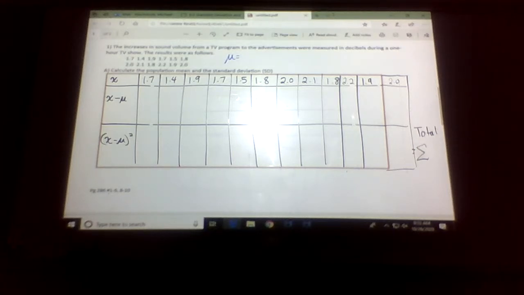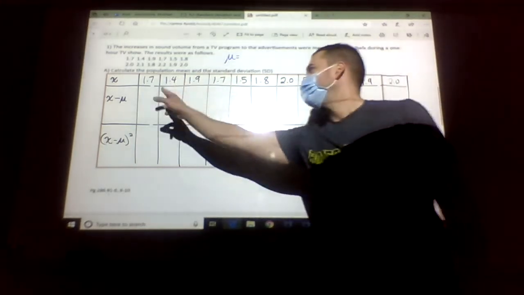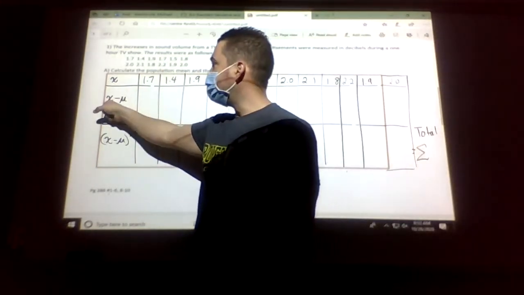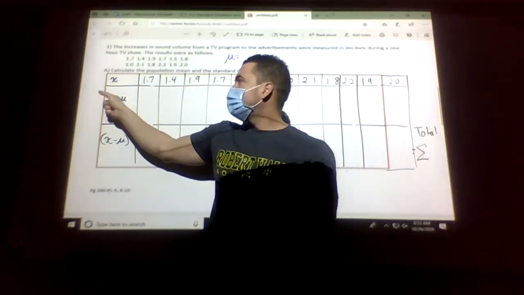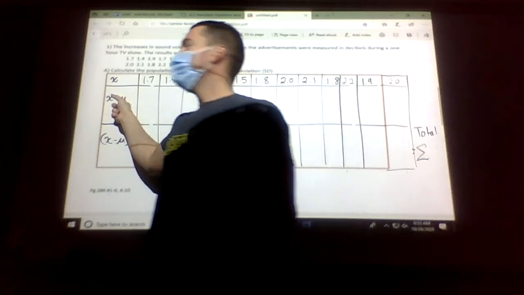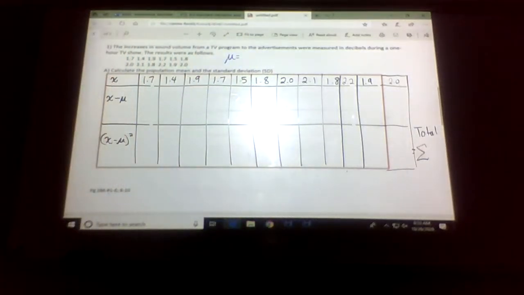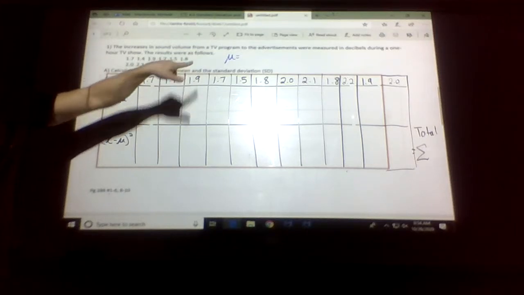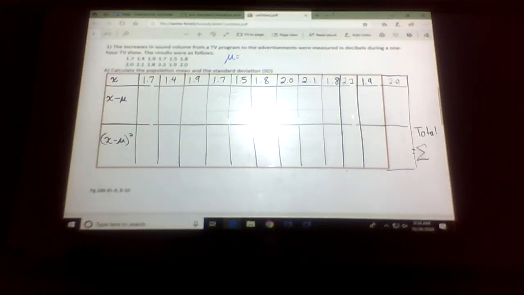Okay, so I listed out all the x values. Now we're going to take each x value and subtract the mean, the average. So mu represents average. You'll notice I'm using the symbols for population because the question says population. So how do we find the mean? How do I find the average, Sophia? Add all of them together and divide by how many there are. Good, so we're going to add them all together and then divide by how many there are, which is 12.